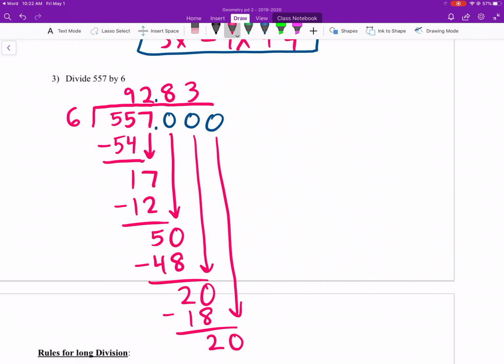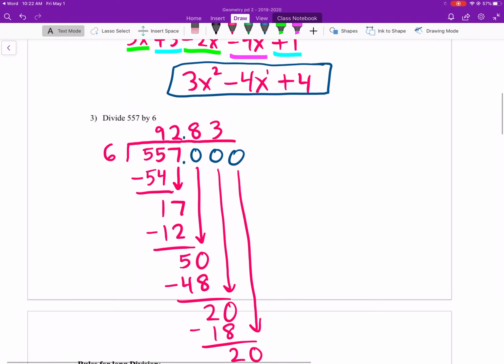And if we keep doing this, it's going to be 6 into 20 again and again. It ends up actually being repeating. So it's 92.83 repeating, as long as you have some sort of repeating and you put the bar on top. So it would be 92.83 repeating, just the 3 repeating.